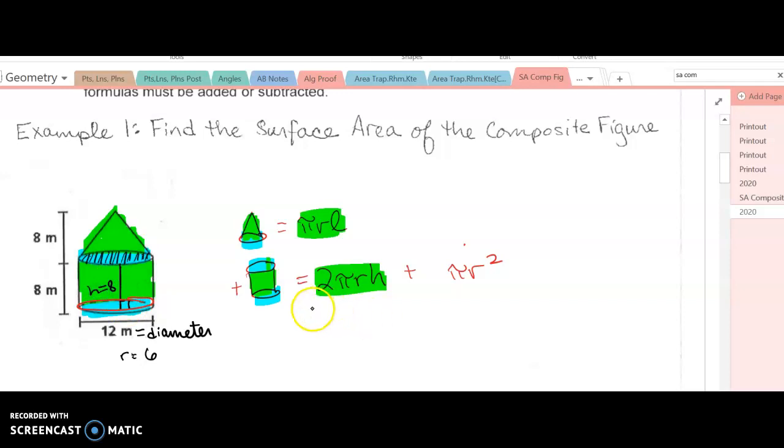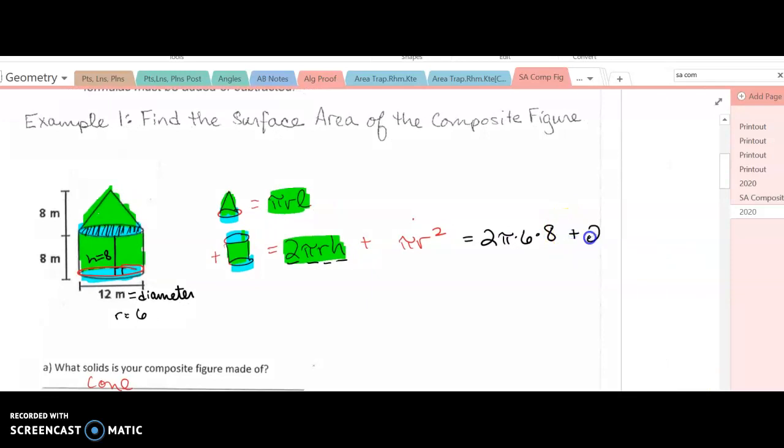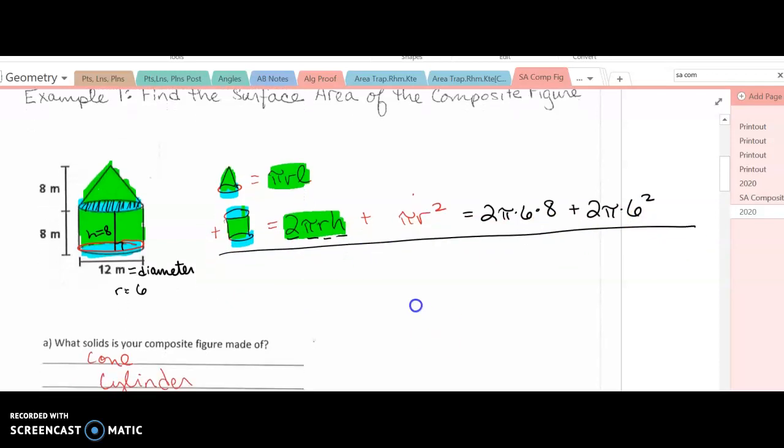Okay, so it looks like we have the cylinder part here. We have the 2 pi RH. We have 2 pi times 6 times my height of 8 plus the 2 pi r squared, 2 pi times 6 squared. And we're going to write this as a decimal. Don't worry about leaving it in terms of pi or anything like that. A little bit trickier though. Let's go look at this cone.